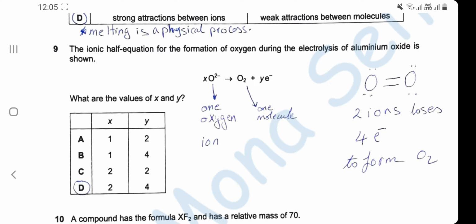So to form O2, we need 2 oxygen ions, so X will be 2, and the electrons lost here will be 4, so Y will be 4.